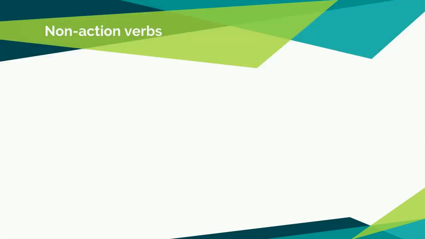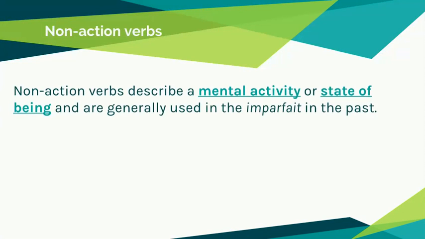So what are they? Non-action verbs describe a mental activity or state of being and are generally used in the imparfait in the past. And I say generally because I can't say always, right? Usually, generally in the imparfait, but there are some exceptions. So for example, adorer, to love something, is a mental activity. A lot of times it doesn't happen at just one time, so it's going to be used in the imparfait. Aimer, c'est la même chose. Avoir, to have. When you possess something, it's not usually at one specific completed time.